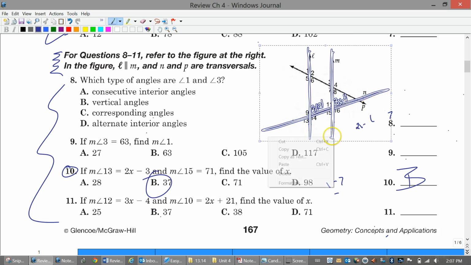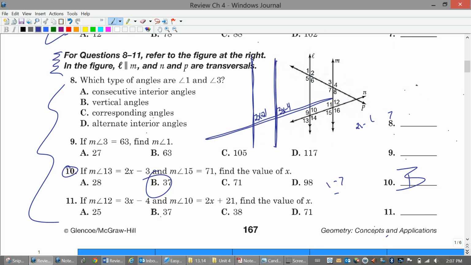So I would recopy that off to the side, and notice then, and mark those two angles. These two angles right there, those are again corresponding. So they're again equal in measure. And then we can solve that and find out whatever the answer happens to be. X equals 25, so it's A.